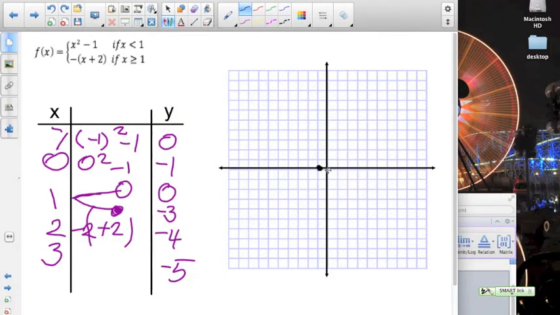Okay, now the next one should be 0, negative 1. 0, negative 1 is right there. Next point. Oh, we have 2 points now, so we have to do the first one. This is our open circle right here, 1 and 0. Yes, 1 and 0 is right there.